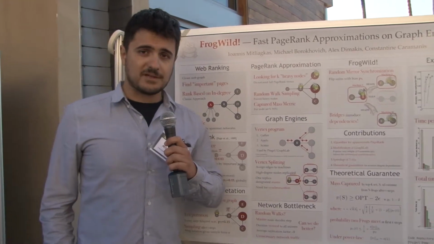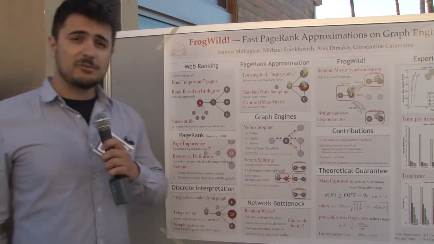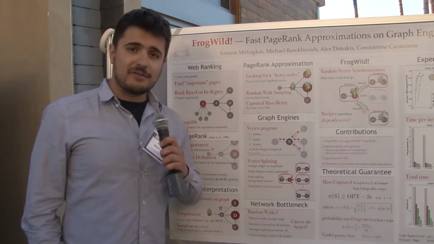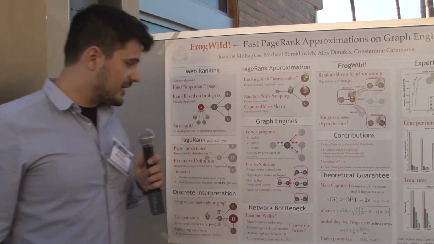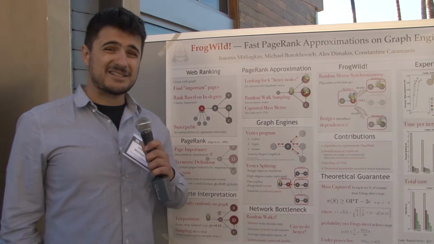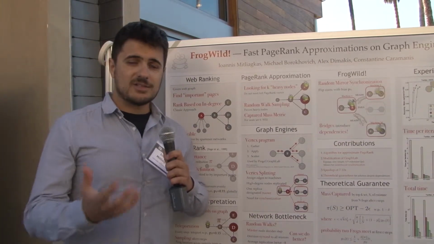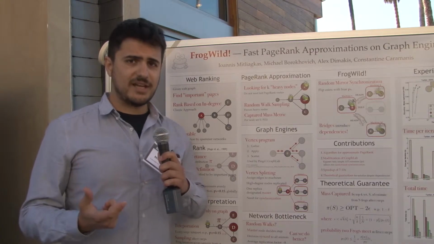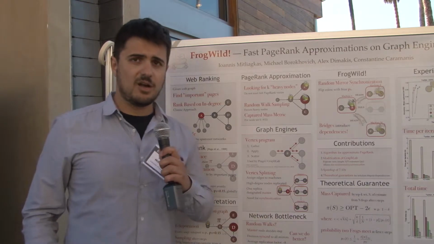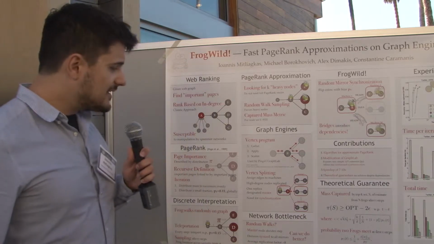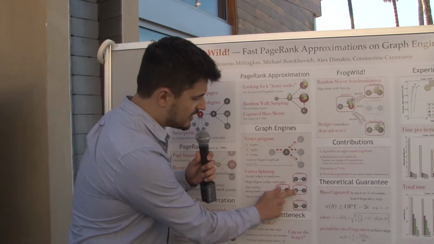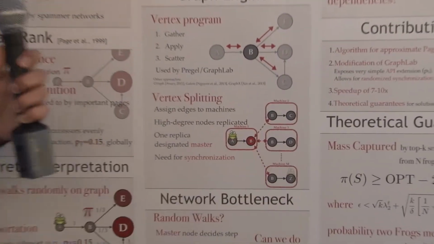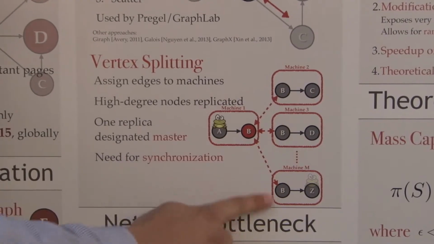Another important aspect of graph engines is how they deal with partitioning the graph. So what modern graph engines have converged to is essentially doing vertex splitting. I have my original graph, I read it from the disk, and I will assign every edge I get to a specific machine on my cluster. That leads to the high-degree nodes being replicated a number of times. I will call one of them the master node, and the rest of them are called mirrors.